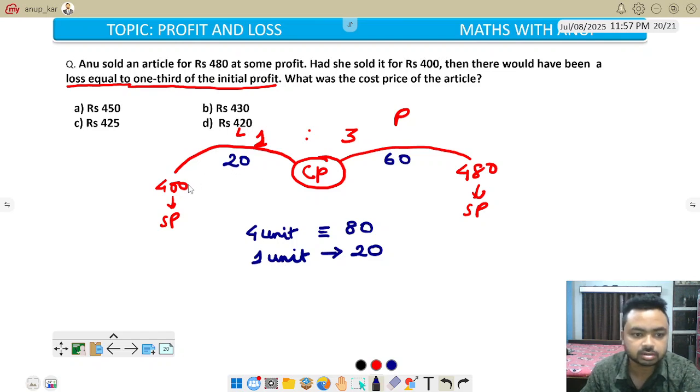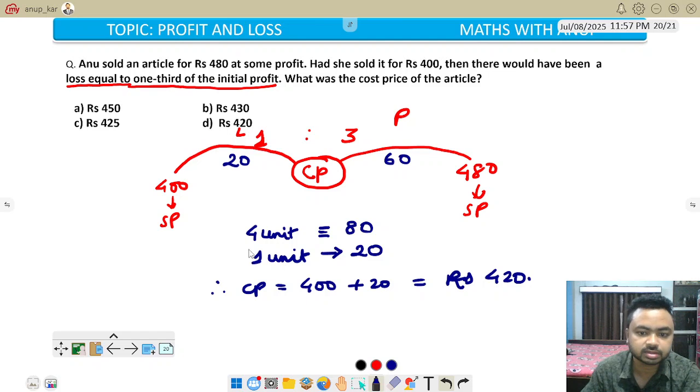So in order to get the cost price, we have to add the loss to the selling price, or we have to deduct the profit from the selling price. So the cost price will be equivalent to, let's consider this case, 400 plus 20, that is equivalent to 420 rupees. Here it is the selling price, here it is the loss. If we go by this side, we will consider 480 minus 60. Is that clear?